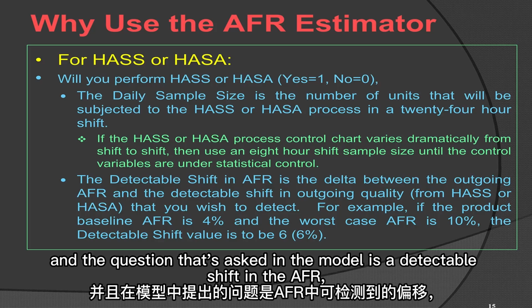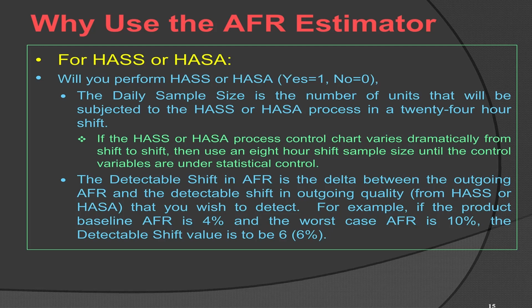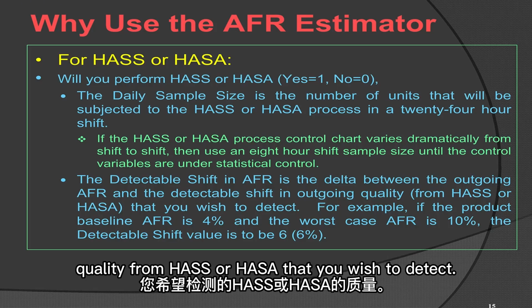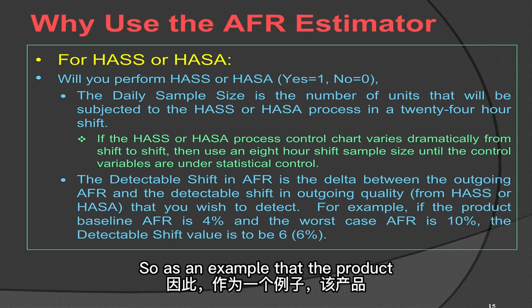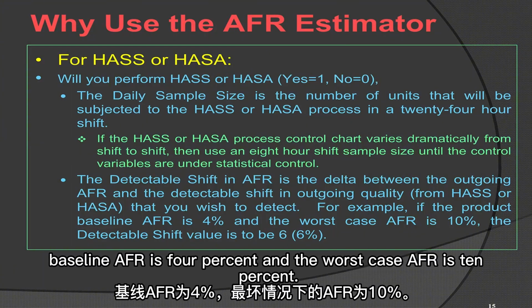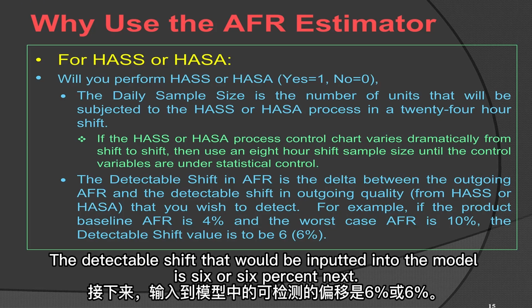And the question that's asked in the model is a detectable shift in the AFR, which is truly the delta between the outgoing AFR and a detectable shift of the outgoing quality from HASS or HASSA that you wish to detect. So as an example, if the product baseline AFR is 4% and the worst case AFR is 10%, the detectable shift that would be inputted into the model is 6%. Next.